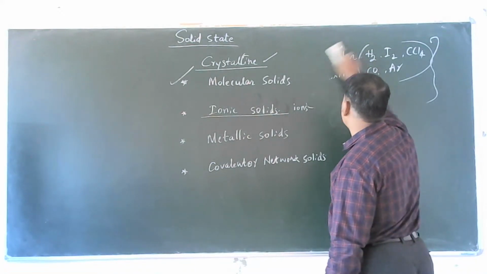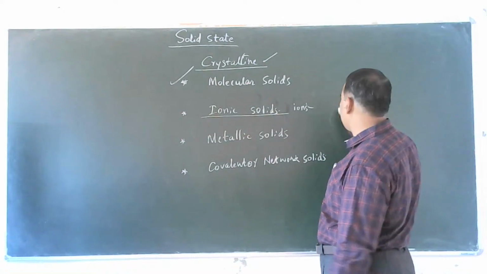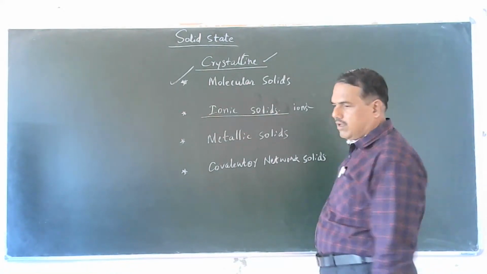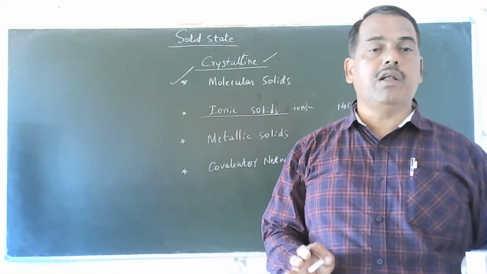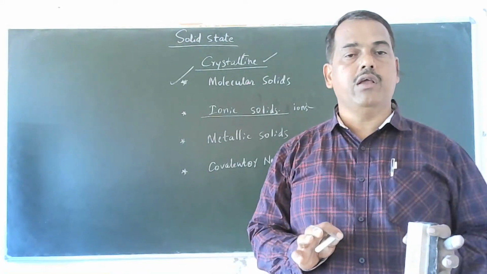See, in an ionic solid, the constituent particles are ions. Say, for example, sodium chloride, potassium chloride. They are stable at room temperature. They are highly stable. What about their melting point? Melting point is more.